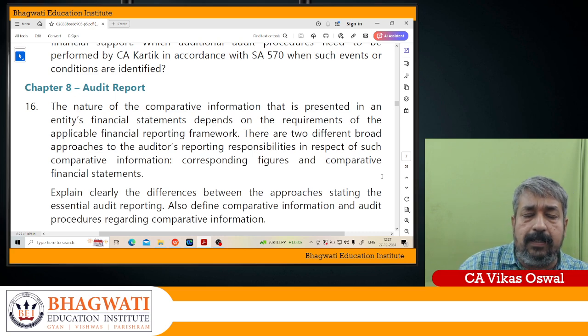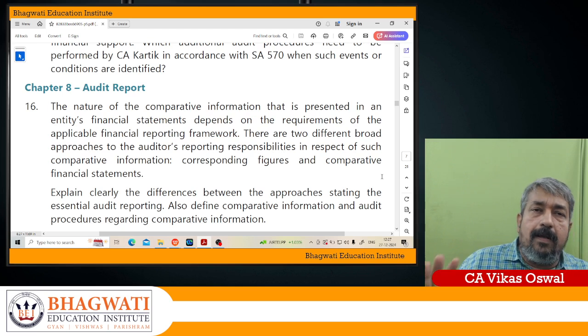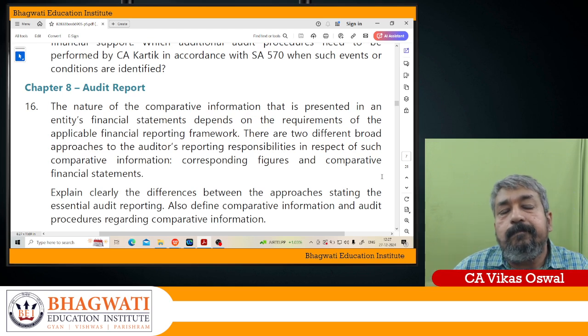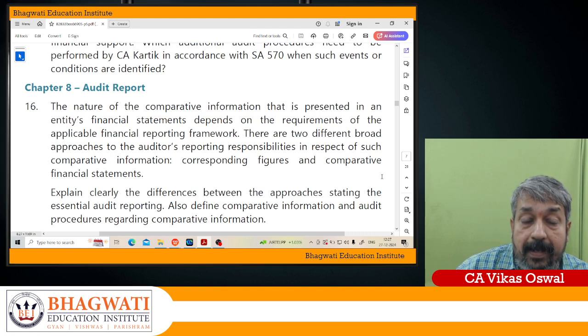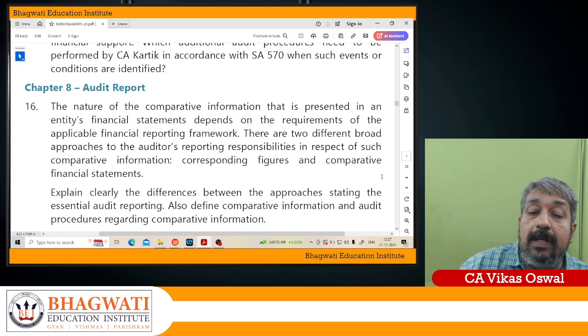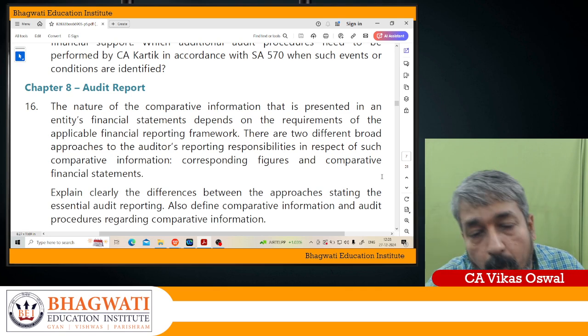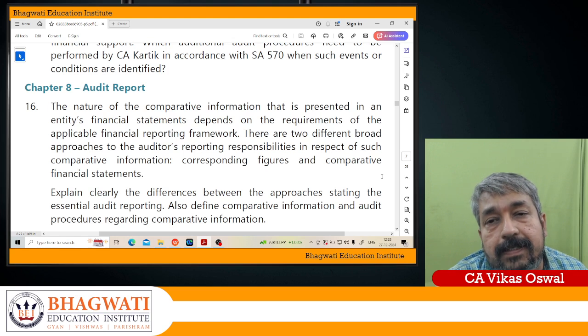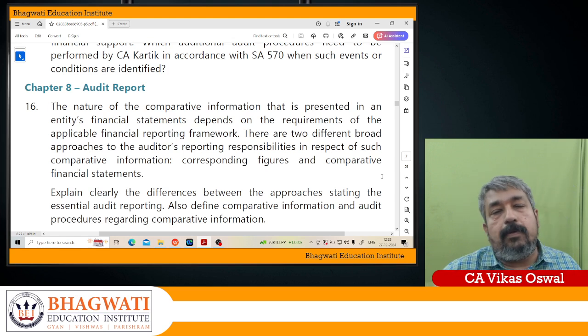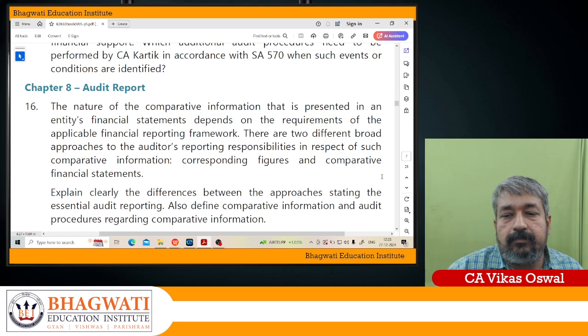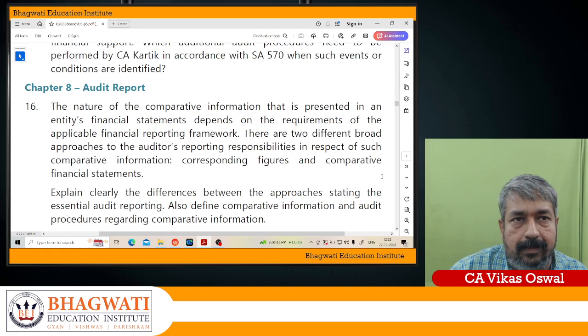So please understand, the moral of the story is very clear: in corresponding figures, your opinion is restricted only to the current period financial statement. Whereas in comparative financial statements, your opinion refers to both the current period as well as the prior period. It refers to both periods. That is how you have to understand. I hope you are clear. I hope you are getting the thing.